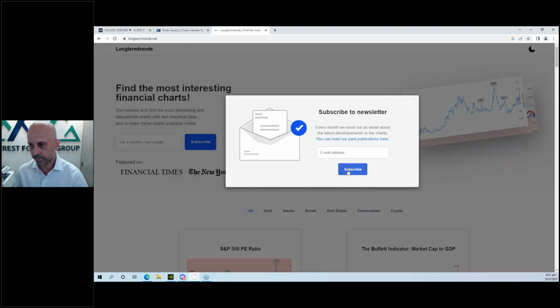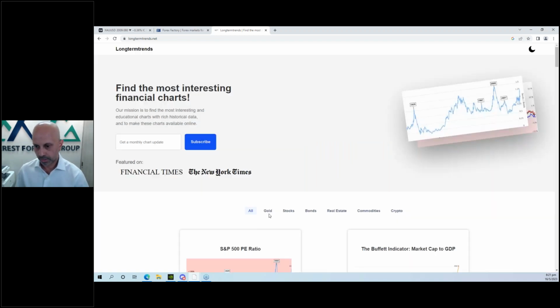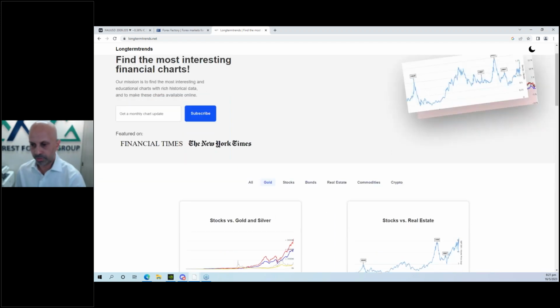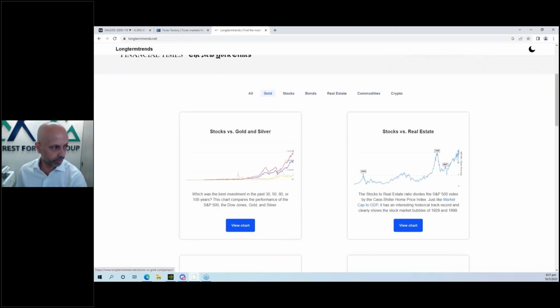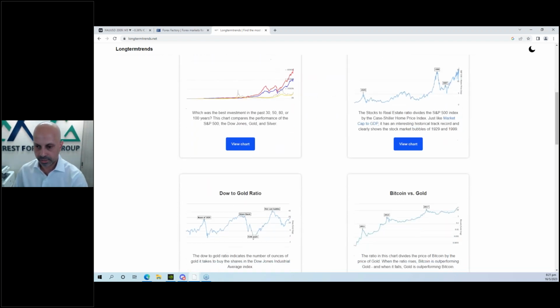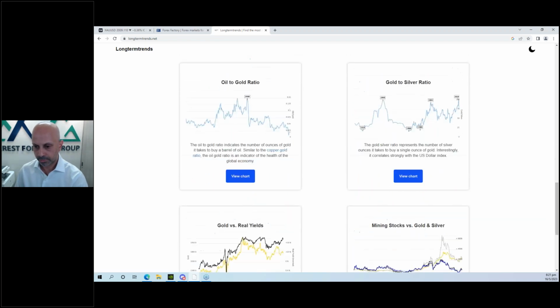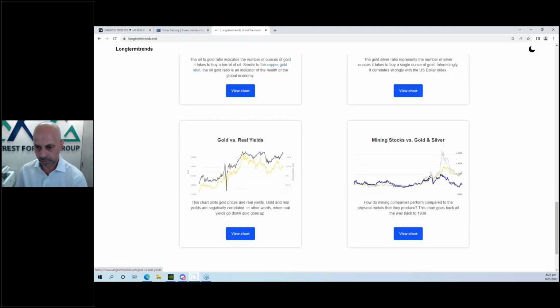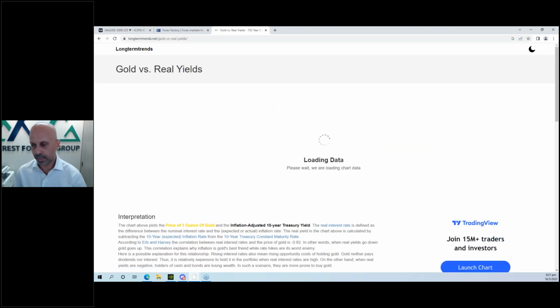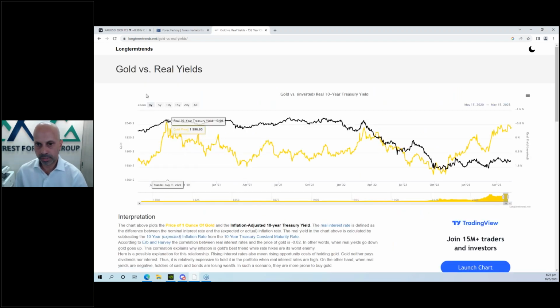So let me close this window, so we can go to gold. There's various other relative performance charts that they have made available. What we want to look at is gold versus real yields, which was what we were looking at earlier. So we click on this chart, and let's just zoom into the last 3 years.